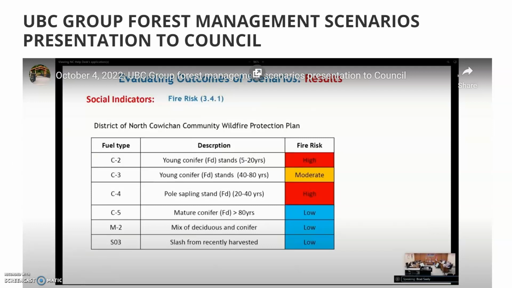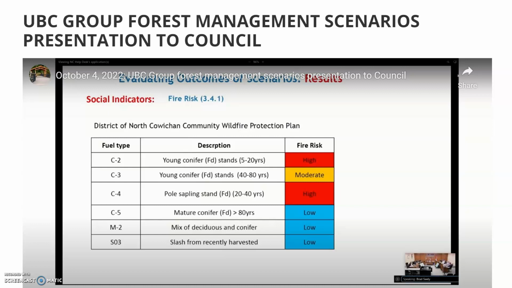Okay, I believe this is the final indicator we're looking at. So this is the indicator around fire risk, and this was based on the work that was done to develop the North Cowichan Community Wildfire Protection Plan. In there, they define different fuel types, and these are standard ones that have been used in other parts of BC and across Canada, actually.